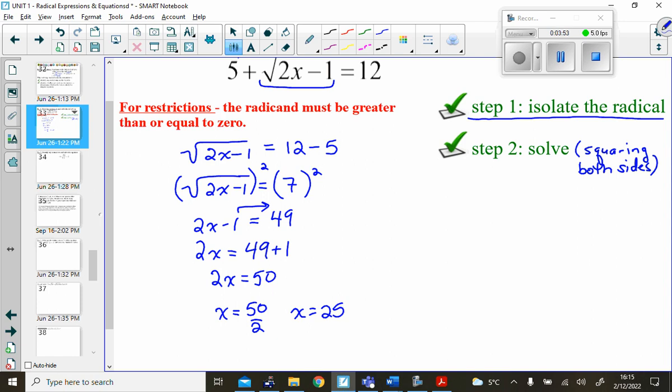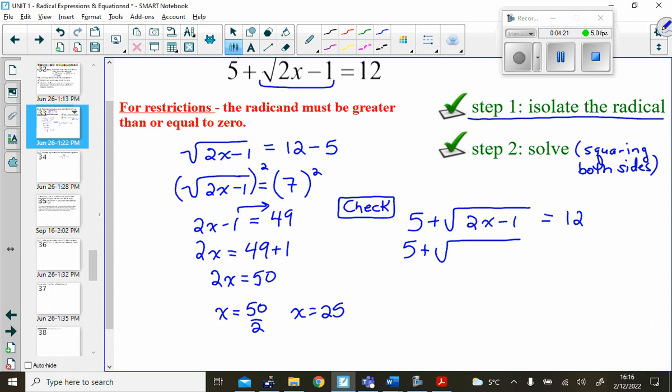But you should go back to the original and check your answer. You need to do this. If you don't check your answer afterwards, I'm going to take off marks. So you have to check your answer. So you go back to your original equation, 5 plus square root of 2x minus 1 equals 12, and show me that it equals that. You literally have to plug it in and show me. So 5 plus square root of 2 times 25, plug it back in for x. 2 times 25, subtract 1, all under the radical. Does that equal 12?